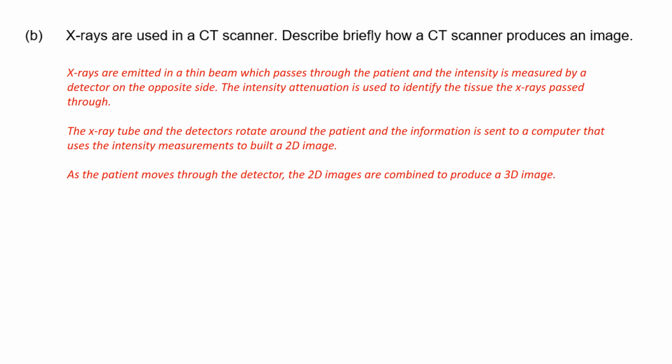The X-ray tube and the detectors then rotate around so they can take an image from all sides of the patient, and they send the intensity measurements to a computer that builds up a 2D image. Then, as the patient moves through the detector, the 2D images get combined together to produce a 3D image, but allow the doctor to look at each individual slice so they can get a really detailed look inside the patient, but at a cost of tens of millions of dollars if you want a machine.